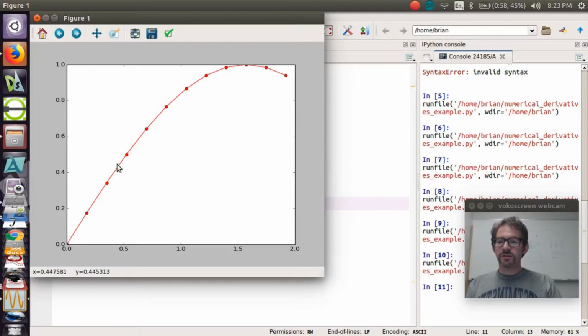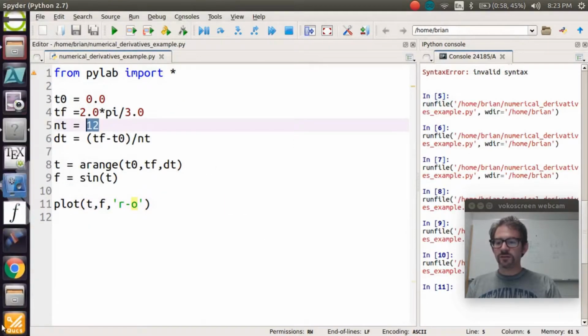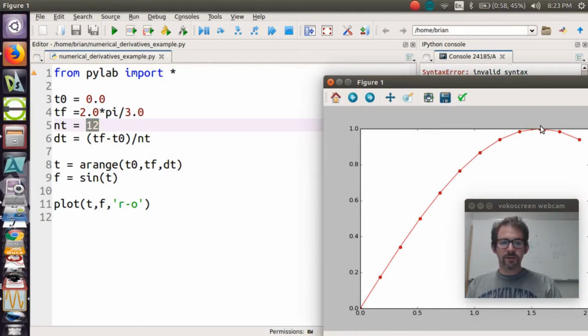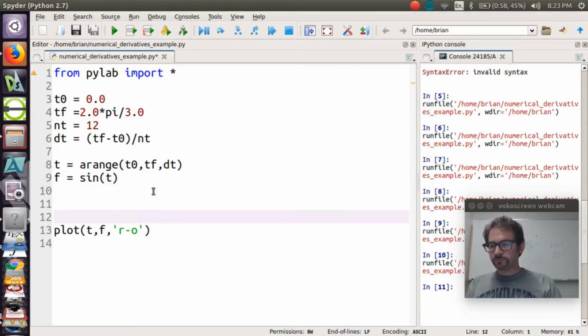We have the function sine, but only every 12th. Did I say 12? Yep, only every 12th of the distance between 0 and 2 pi. So we can see we get past pi over 2 here, where there's a maximum in this function, and just down a little bit. Now we would like to take derivatives of this data as well.